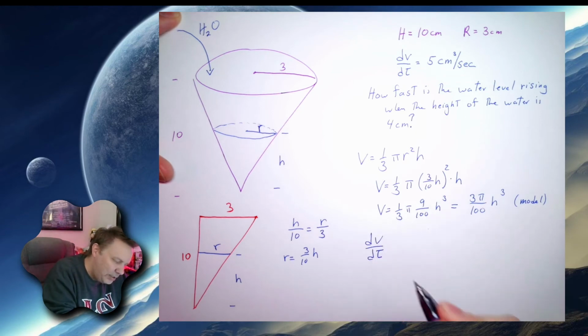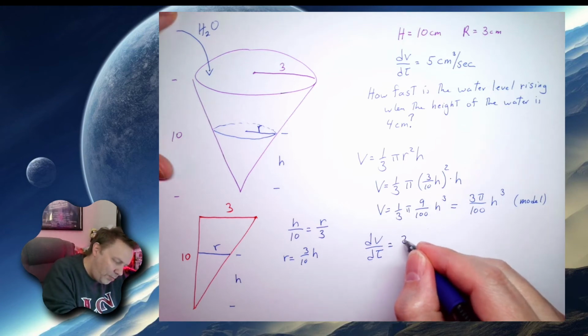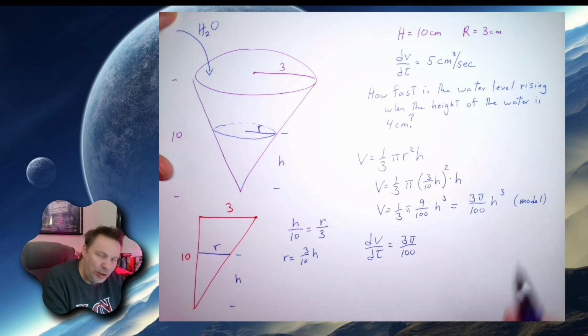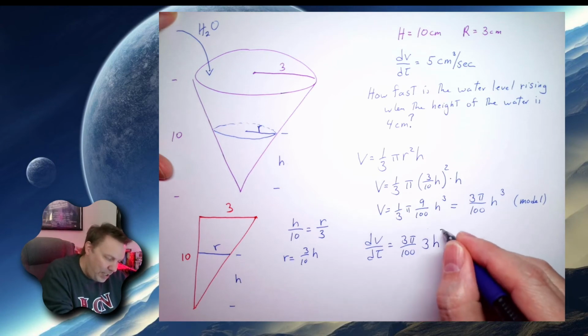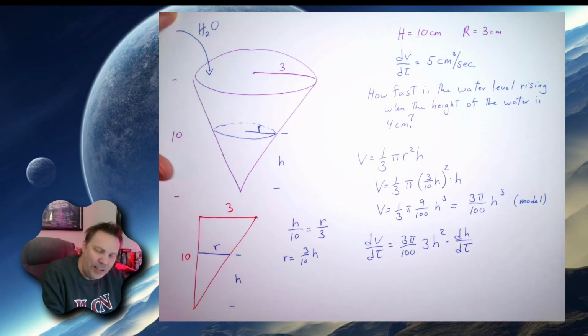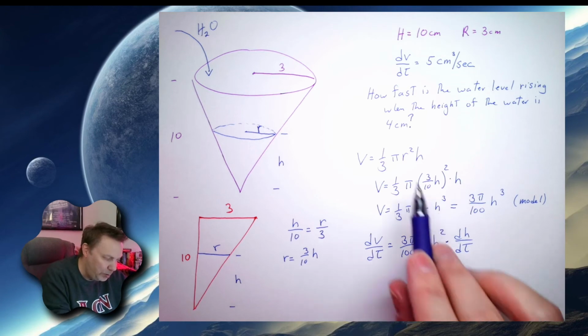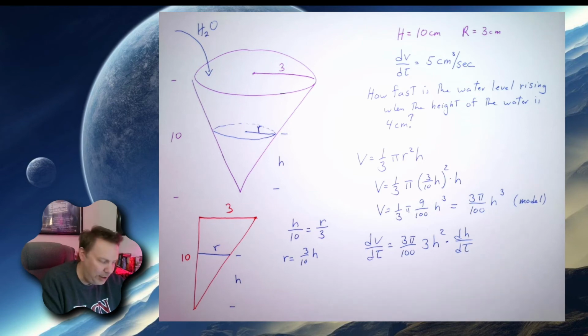dV/dt. Well, that's the derivative of volume, V, with respect to time. 3 pi over 100, that's a constant, so I'm going to leave it as a constant. The derivative of H cubed, I'm going to use the chain rule here. Take the derivative of the outside, leave the inside alone, and then multiply by the derivative of the inside. The last step in all this is to plug in my numbers. dV/dt is 5. H is equal to 4. And I have to solve for dH/dt.